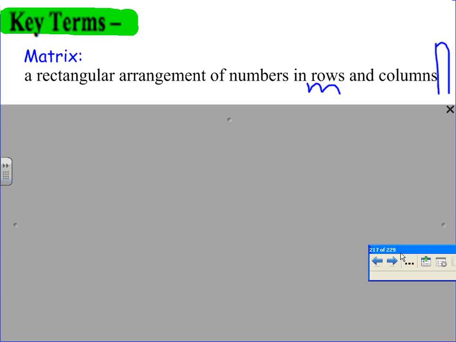So, key terms. What is a matrix in general? A rectangular arrangement of numbers in rows and columns. So what is a matrix? A rectangular arrangement of numbers in rows and columns.